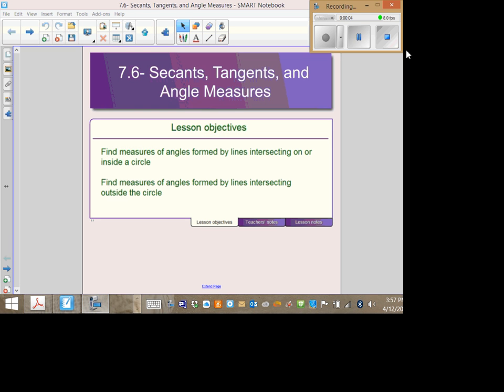In 7.6, we are looking at secants, tangents, and angle measures. So we want to be able to find measures of angles formed by lines intersecting on or inside a circle, and find measures of angles formed by lines intersecting outside the circle.